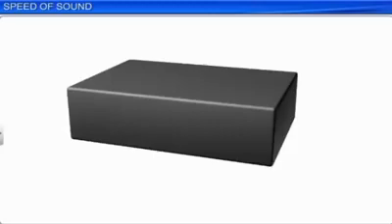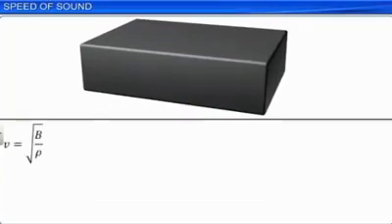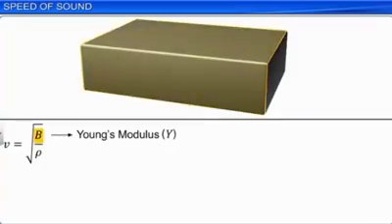Instead of a fluid, if you consider a solid bar as the medium, Young's modulus Y is used in place of bulk modulus B, as sideways compression or expansion of the bar is negligible. Only longitudinal strain is considered and the equation is modified to V is equal to root Y by ρ. Let this be equation 5.